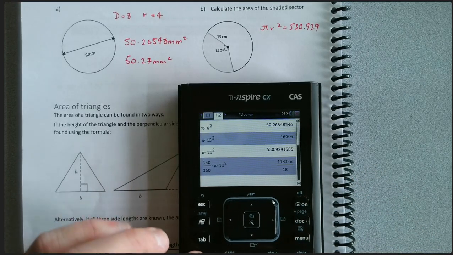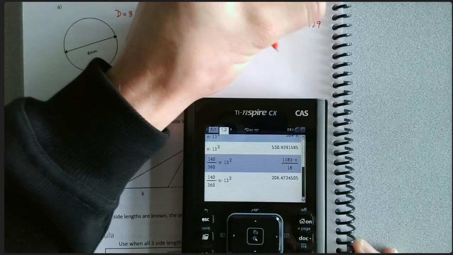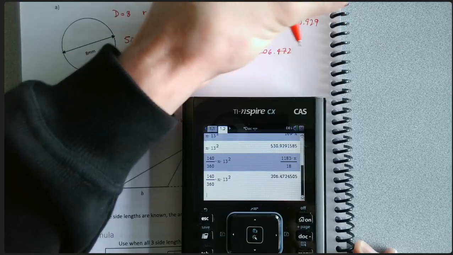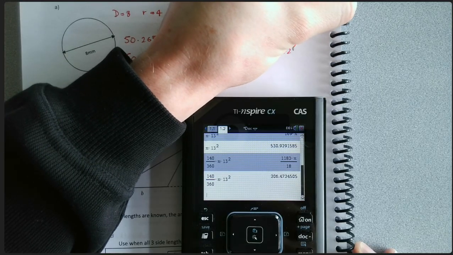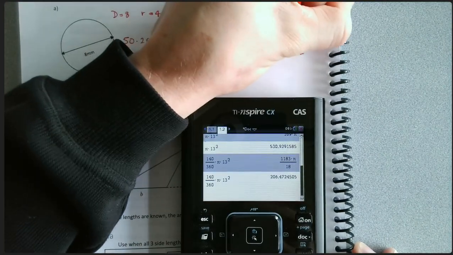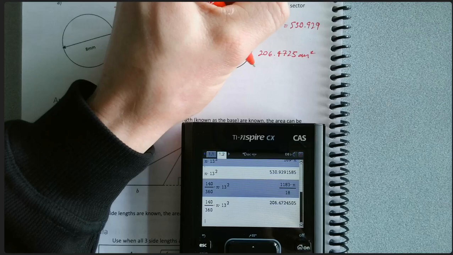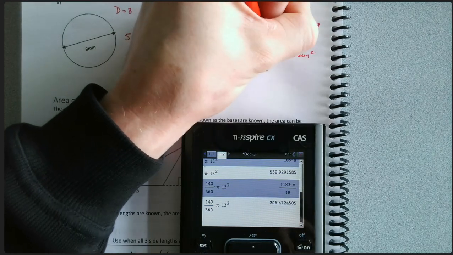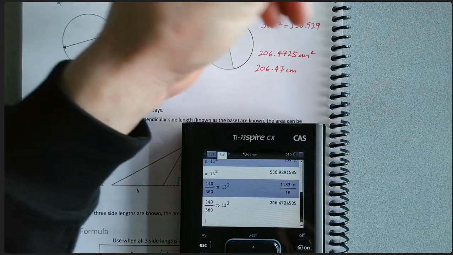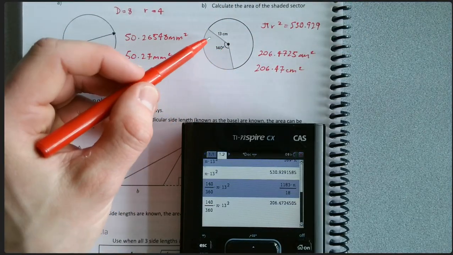It's giving me a fraction. I'm going to have to do that button again. So the whole thing in our CAS gives me 206.4725. It's in centimeters, so centimeters squared. Rounding that, so 206.47 centimeters squared. And just noting, right, this shape looks like about a third of it.